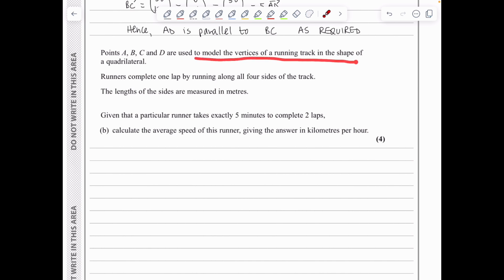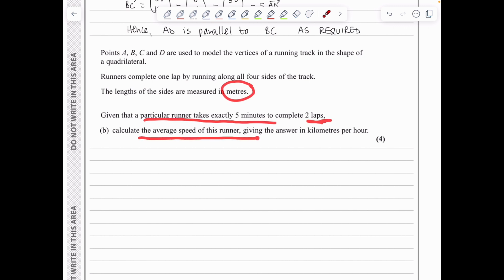Now the points A, B, C, D are used to model the vertices of a running track in the shape of a quadrilateral, and we've got the runners completing a lap by running along all 4 sides of the track. Now we've got all measurements in meters, and we've got a particular runner taking exactly 5 minutes to do 2 laps, and we need to calculate the average speed of this runner.